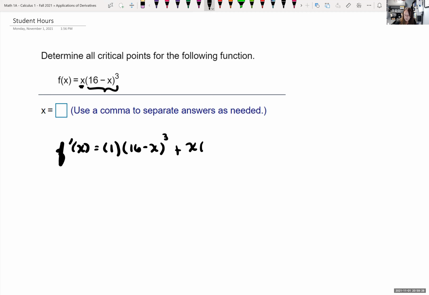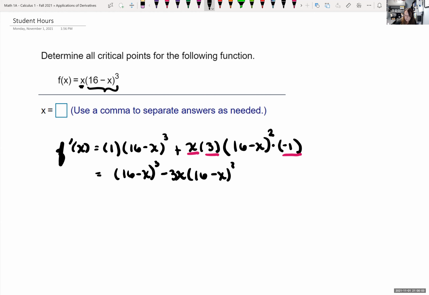So let's bring the power down front, 3, times the inside, 16 minus x, subtract 1 from our exponent, which is 2, and now times the derivative of the inside. And the derivative of the inside is just -1. So I'm going to rewrite this a little bit. I have 16 minus x quantity cubed. Here I have -1 times 3, so that's -3, and -3 times this x, so we have minus 3x, all times 16 minus x quantity squared.